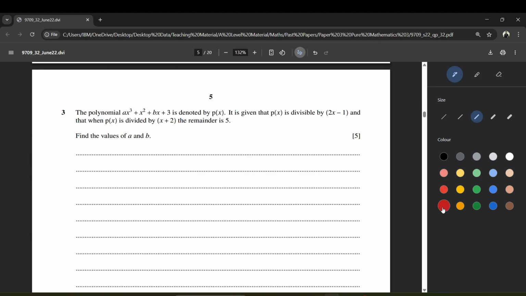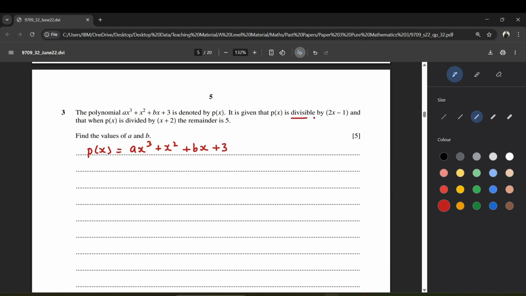Okay, question number 3. The polynomial ax cubed plus x squared plus bx plus 3 is denoted by p of x. So we can say that p of x is equal to ax cubed plus x squared plus bx plus 3. It is given that p of x is divisible by 2x minus 1 and that when p of x is divided by x plus 2, the remainder is 5.